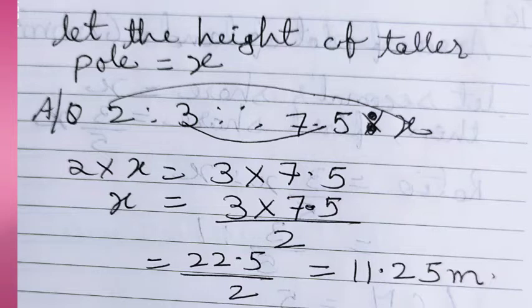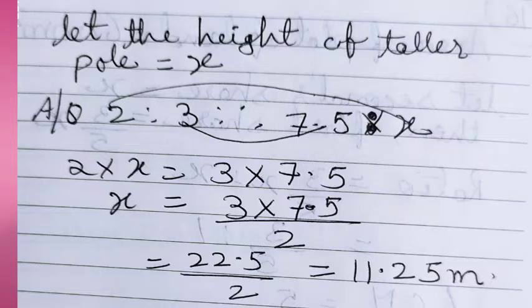So after proportion, first we will write the number related to the smaller one, and then we will write the number related to the greater one. So the number related to the smaller one is given here, 7.5, and the number related to the greater one we have to find out. Clear? So that is why we can write the equation like this: 2:3 proportion 7.5 is to x. So product of extremes, product of means, we can find out the value of x, and this will be equal to 3 into 7.5 divided by 2, that is equal to 11.25 meter.